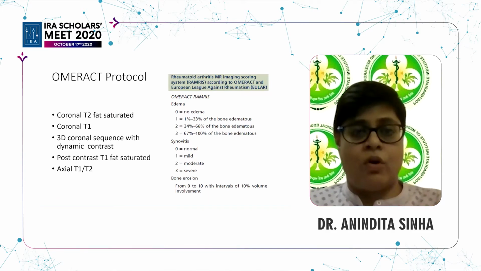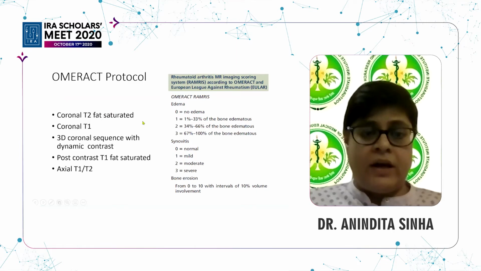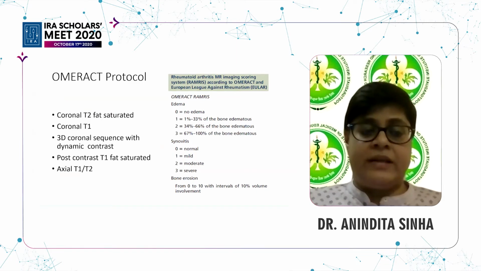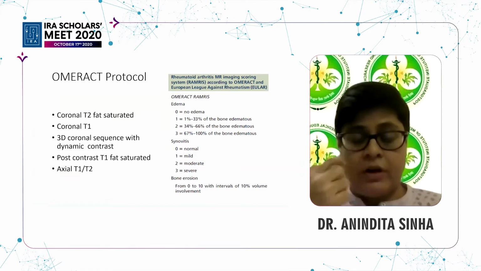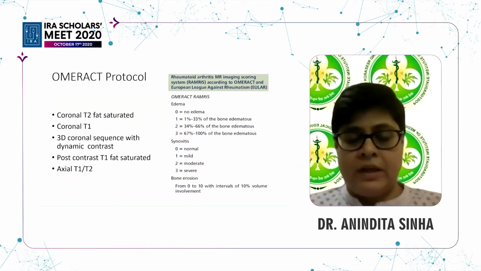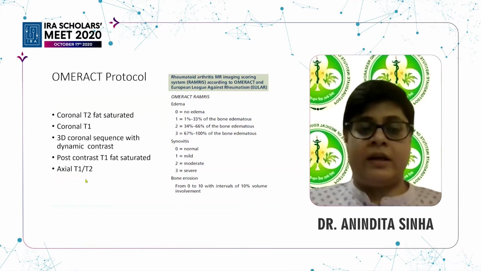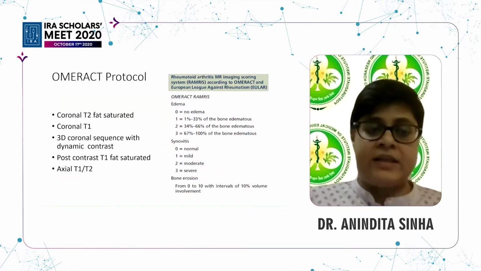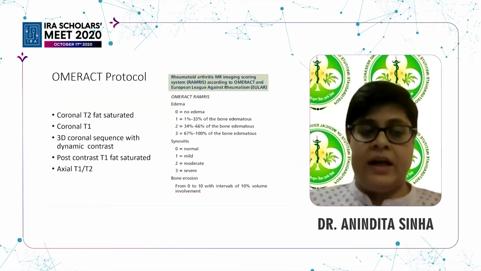You at least do a coronal T1 and a coronal T2 fat saturated, 3D coronal sequence with a dynamic contrast, which is very helpful for diagnosing. But also when you do a MIP, which is a maximum intensity projection, in one shot it gives a very clear view of which area has synovitis, which area has early synovitis or is enhancing early, and that has also got prognostic implications.